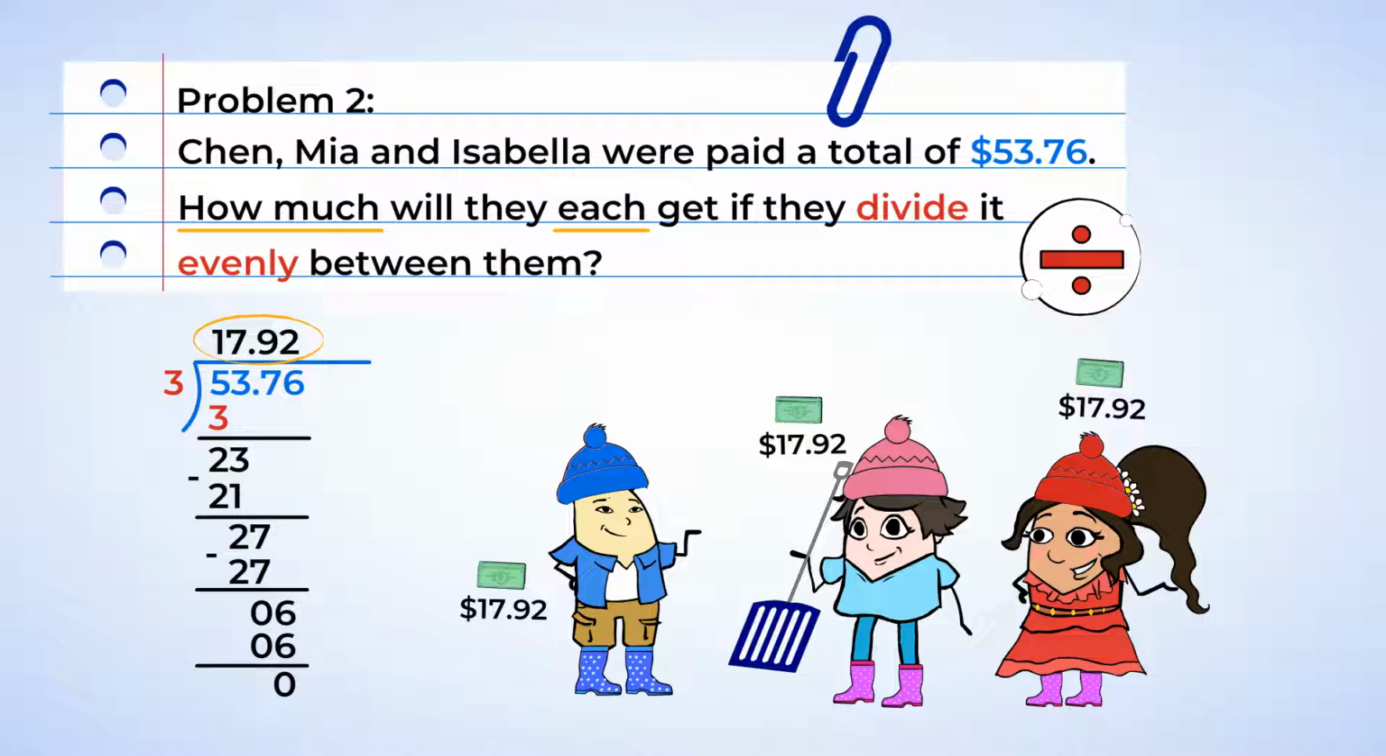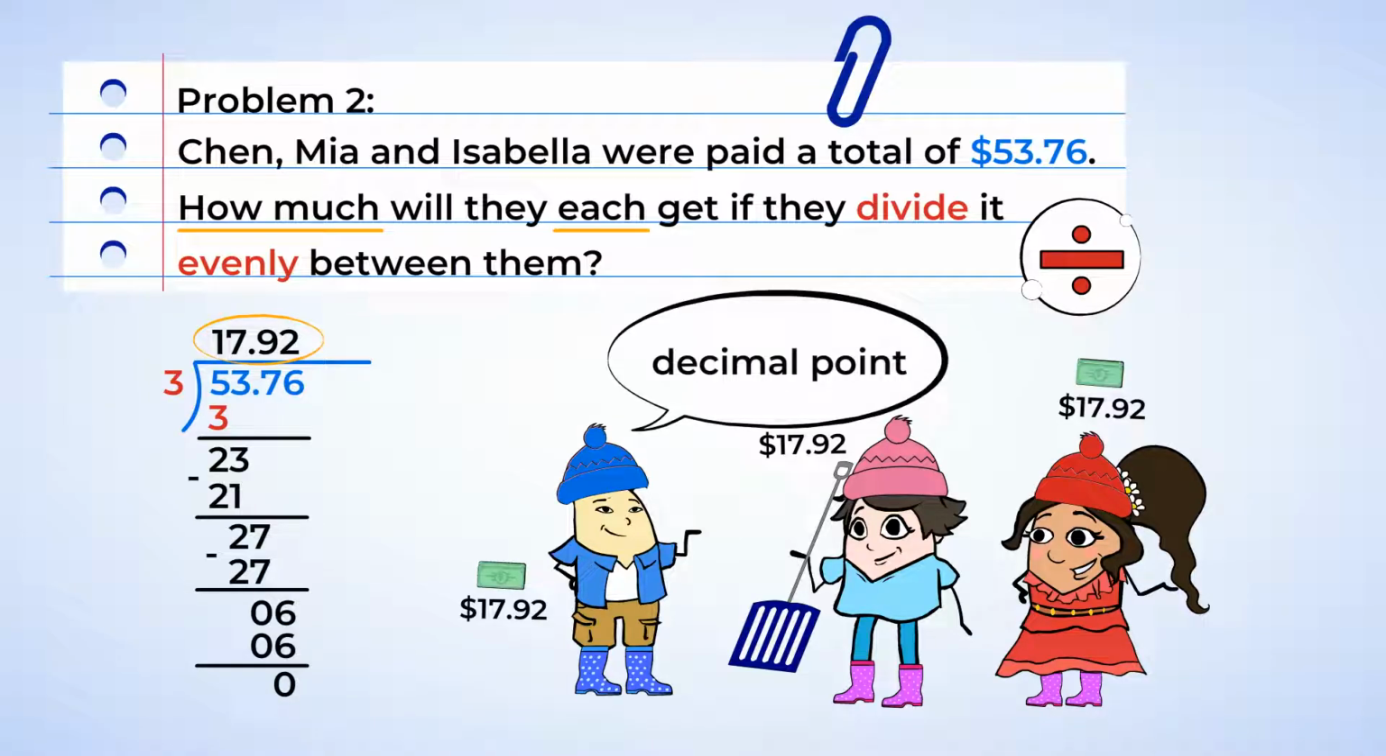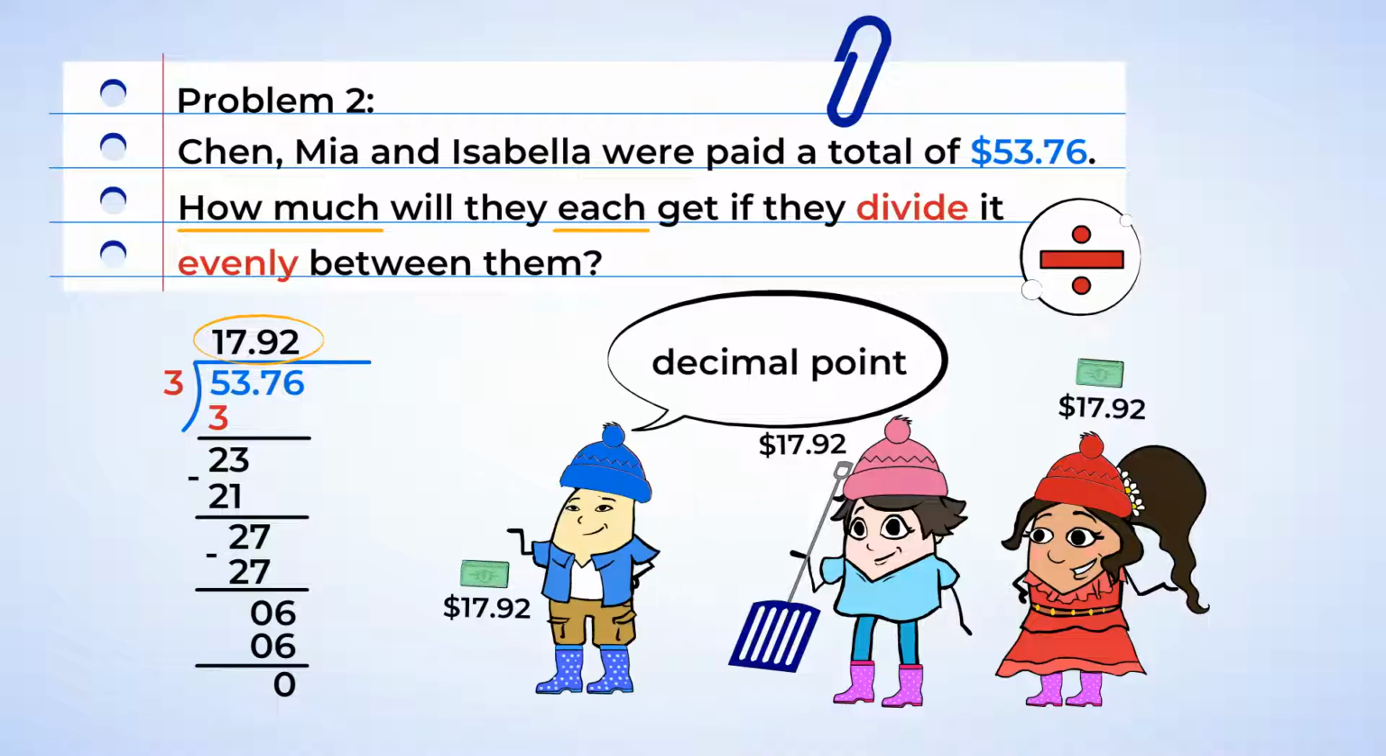Dividing decimals is very similar to dividing whole numbers. The key thing is to always place the decimal point in your quotient directly above the decimal point in the dividend. 17.92 is very different from 1.792.